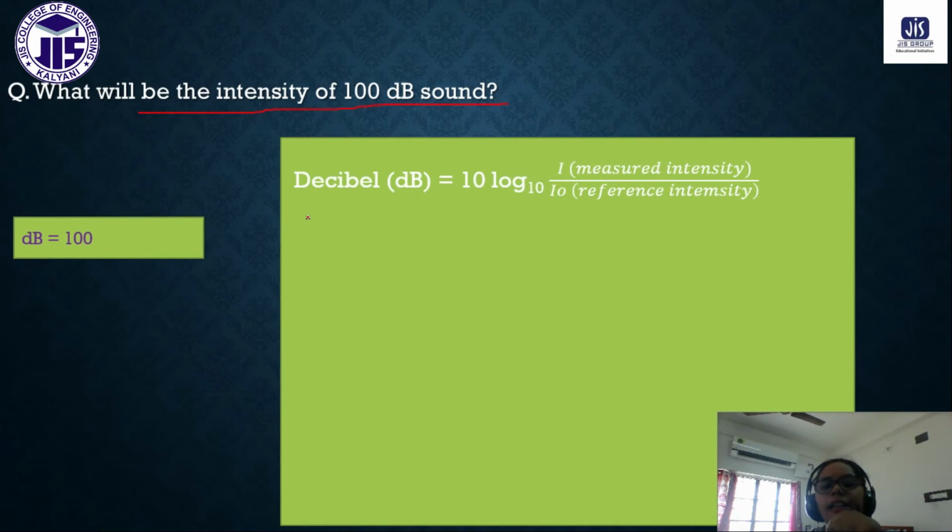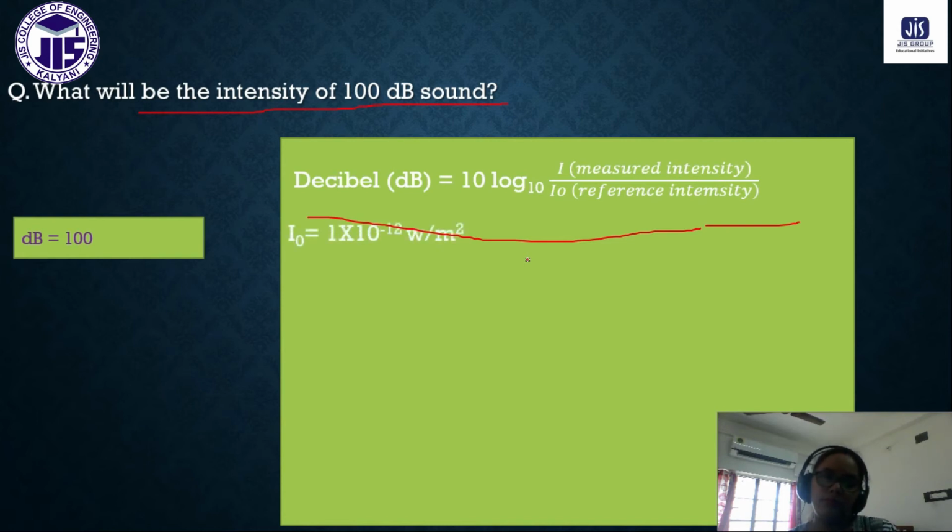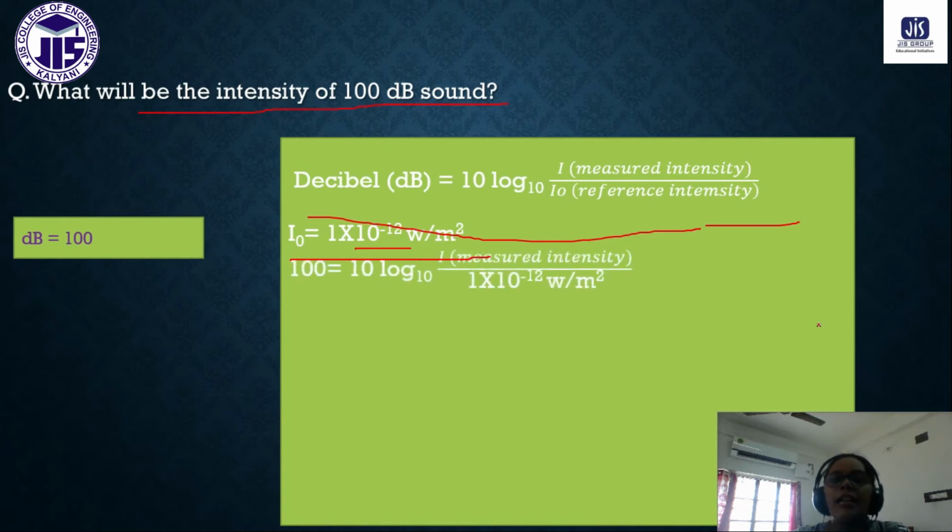This is the actual equation: decibel, dB, equals 10 log10 of I by I0, where I is the measured intensity and I0 is the reference intensity. I0 is 1 into 10 to the minus 12 watt per meter square, 10 to the minus 12, not 2. The decibel value given is 100, so we write 100 here.